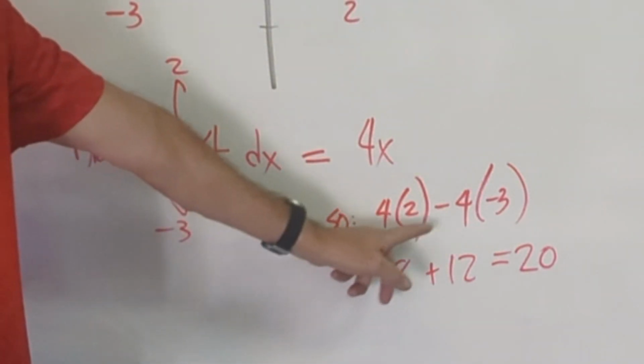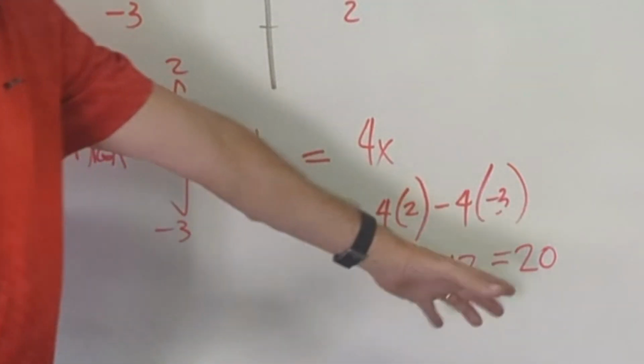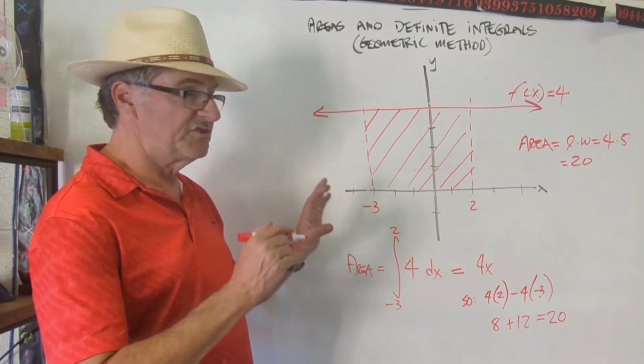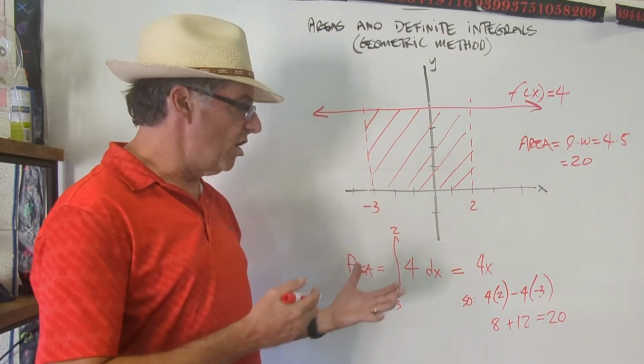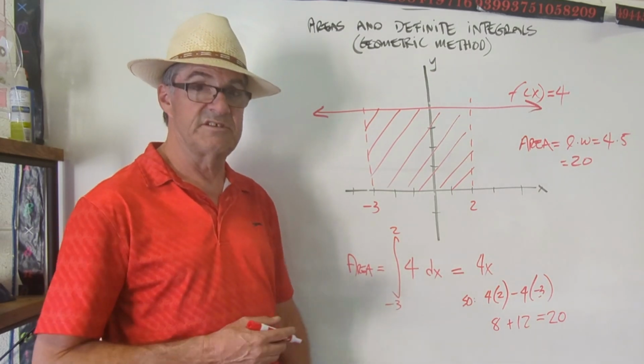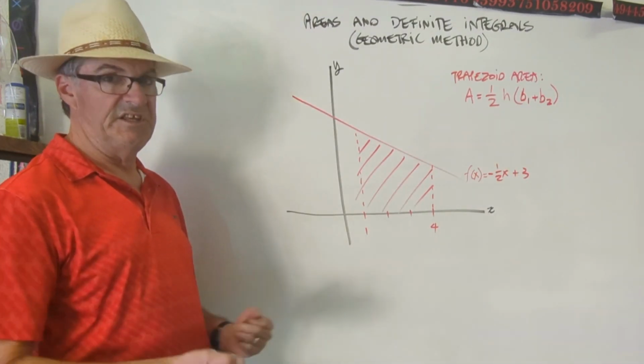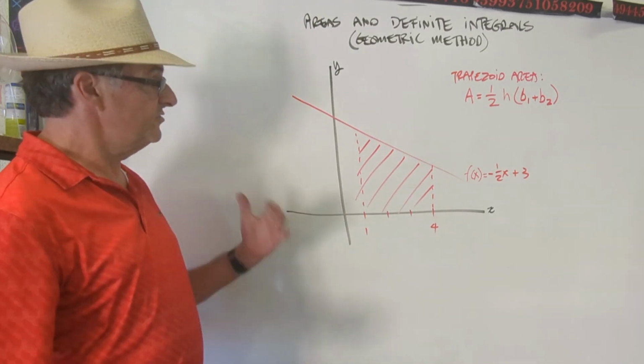So 4 times 2 minus 4 times -3 gives us 8 plus 12, which gives us 20. Now again, this one is so simple that it might be hard to see how we're doing the calculus. So let's do another one. Let's do another geometric example and then take the integral to find our area. So check this one out.